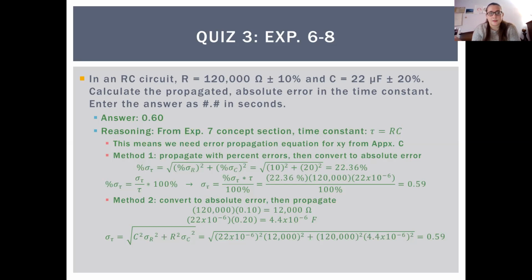That means we'll use error propagation for x times y from Appendix C. Here I'm going to go through two different methods that you could use to calculate this. Method 1 is to propagate using those percents that were given, and then convert that answer to the absolute error. If we do it that way and look at our table in Appendix C3 for x, y, we see our equation for x times y to be this right here.